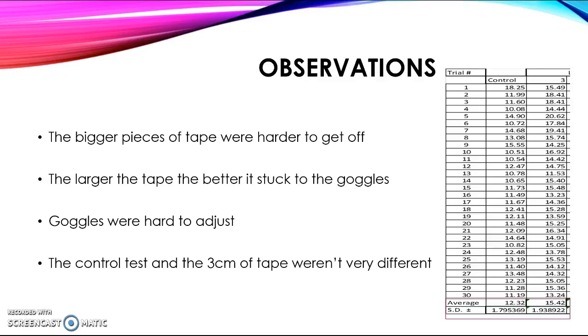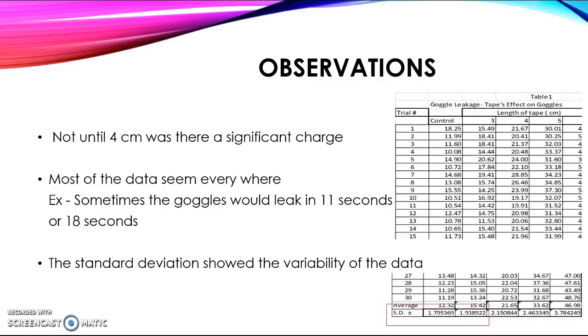Observations. The bigger pieces of tape were harder to get off, but also adhered to the goggles the best. The control and 3 cm trials didn't have very different averages. Most of the data within the trial was spread out. For example, in the control trial, the goggles leaked within 11 and 18 seconds, so I added the standard deviation.